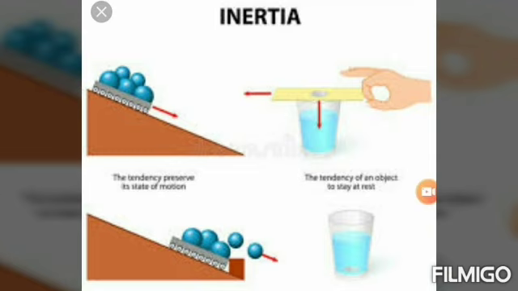In previous classes, we have learned about inertia and its types. What are the types of inertia? Inertia of rest, inertia of motion, inertia of direction.